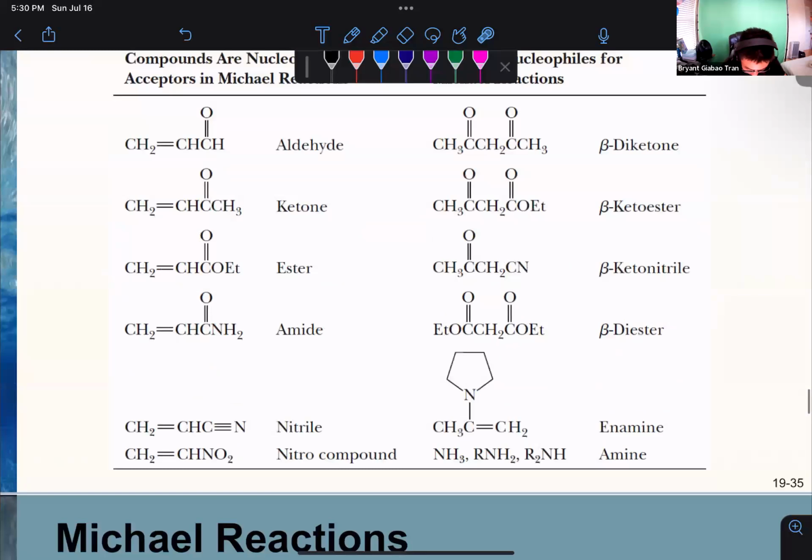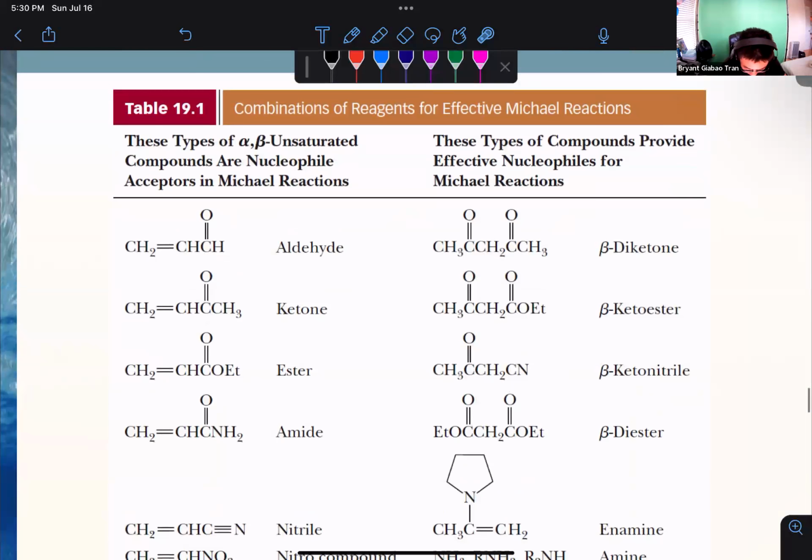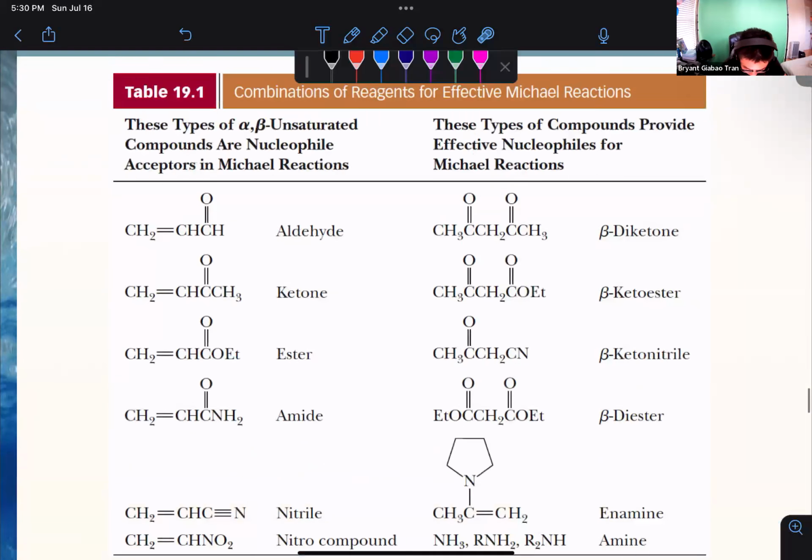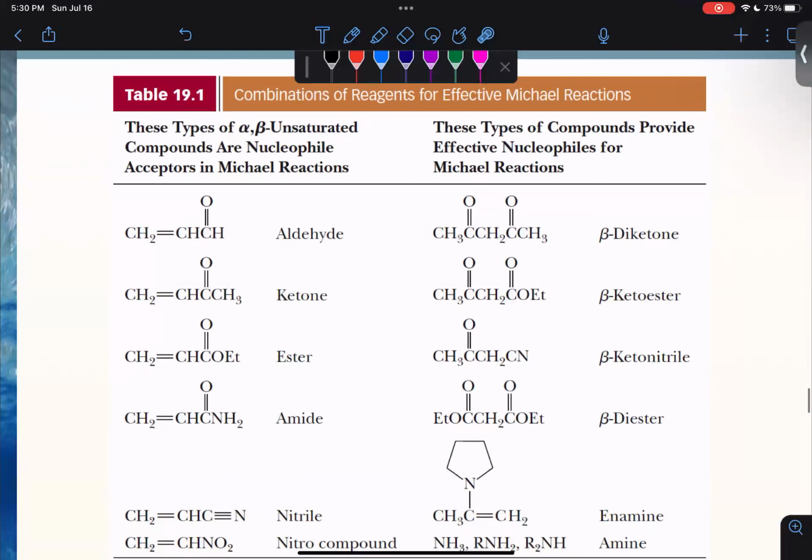And these are just a list of nucleophiles, the weak nucleophiles that do 1,4 addition. I'll go over those types.